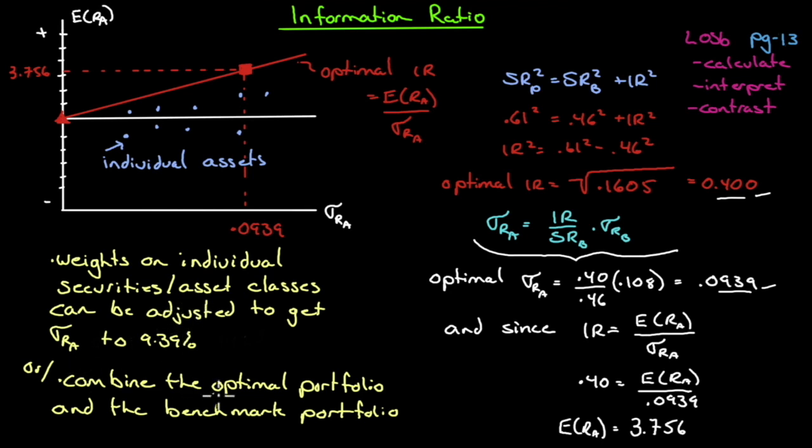Or we can simply combine the optimal portfolio with the benchmark portfolio. We can buy 70% of this and 30% of this to try to get the volatility to a desired level that we want. We'll spend one screen at the end doing that. Typically, the route that's taken is looking at optimal weights.